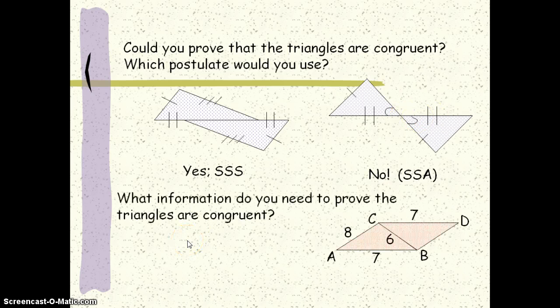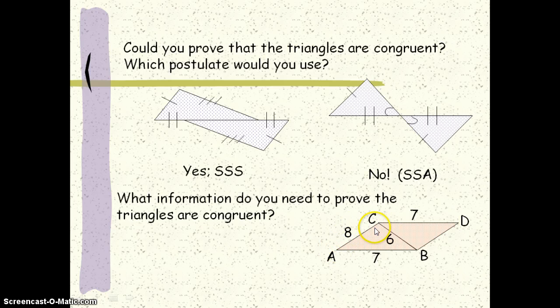What information do you need to prove that these triangles are congruent? So right now I have that AB is congruent to CD. I know that CB is congruent to itself. So both triangles have this side right here, which means that it's the same as itself. And then I have that AC is 8.